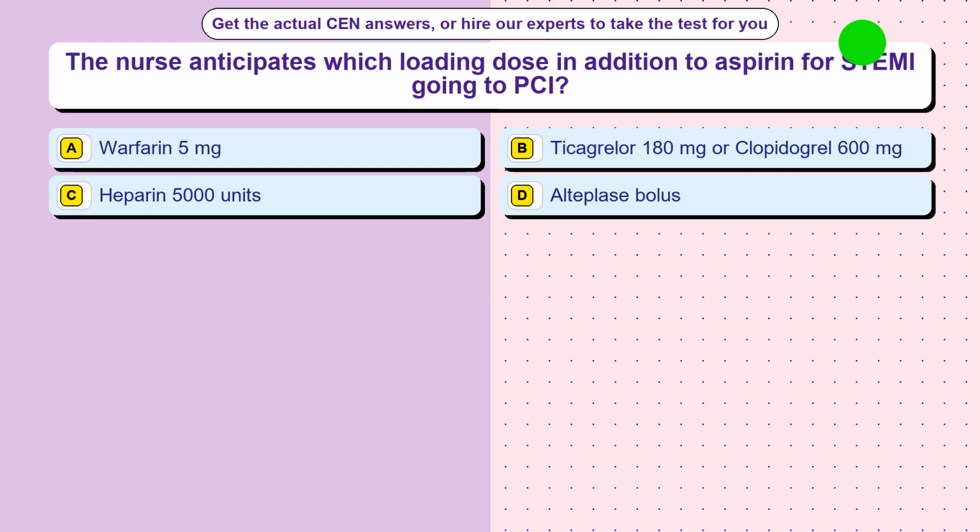Question 46. The nurse anticipates which loading dose in addition to aspirin for STEMI going to PCI? Option A, warfarin 5 mg. Option B, ticagrelor 180 mg or clopidogrel 600 mg. Option C, heparin 5000 units. Option D, alteplase bolus.